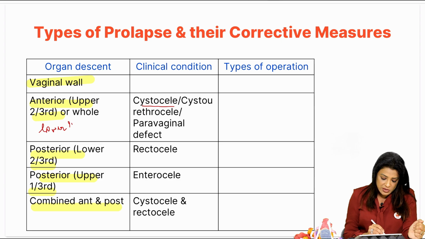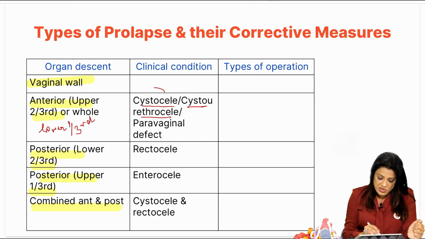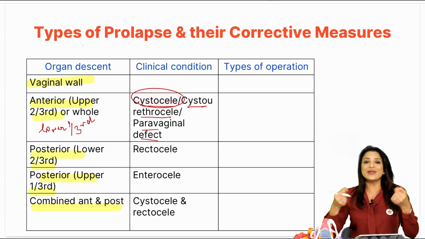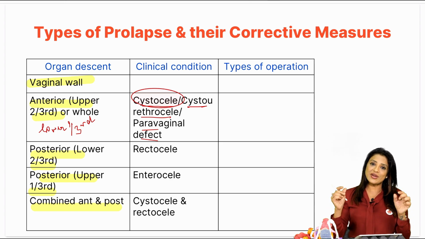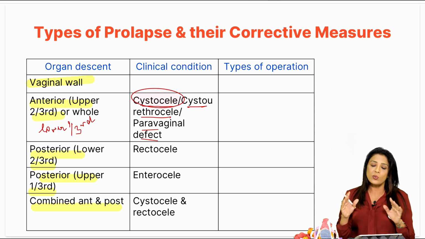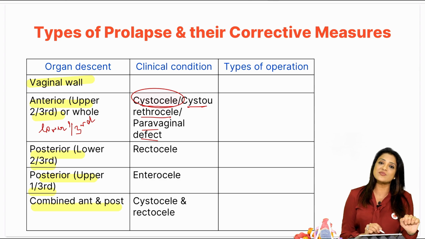Whole means the lower 1/3 is also coming out, which is very rare, where she has a cystourethrocele. Generally cystocele is the most common one, right? Or there may be a paravaginal defect when there is a middle level defect, according to DeLancey's defects, when there is a defect in the arcus tendineus fascia where the vagina is attached to the pectinate line. So when there is a defect there, that all comes in the anterior wall.